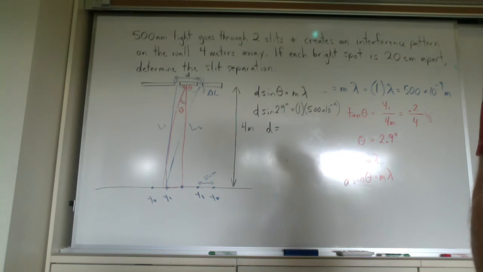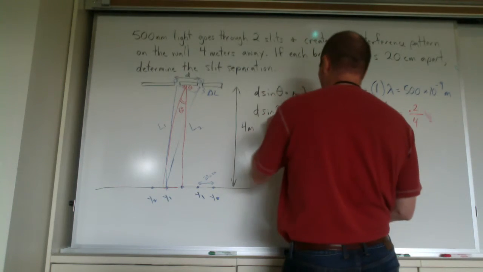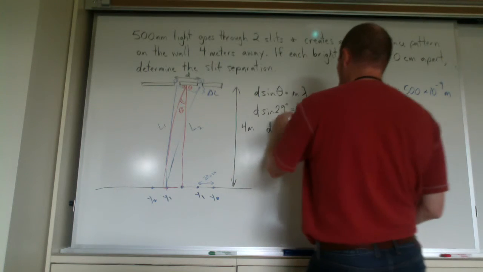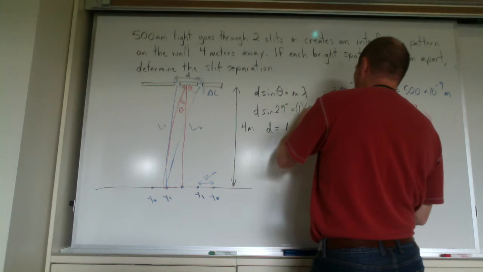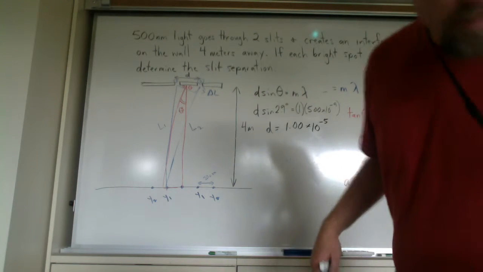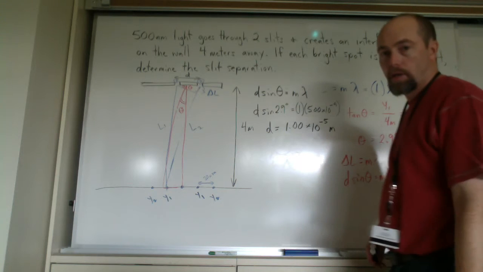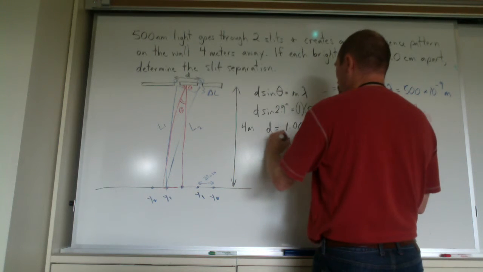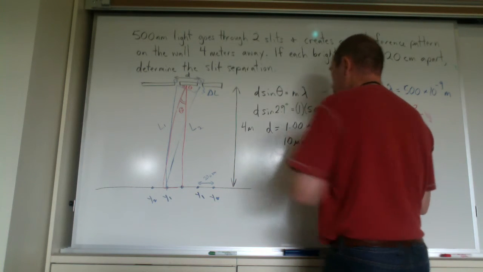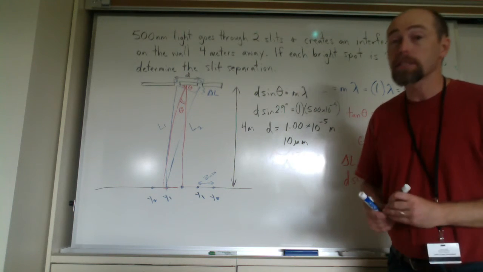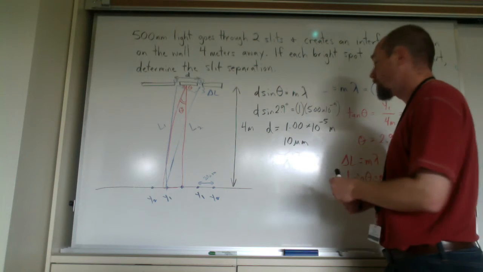I'm going to get a really small answer, which is essentially 100 times 10 to the minus 5th meters, which is roughly about 10 micrometers. So it means my two slits are 10 millionths of a meter apart. Hopefully that helps.